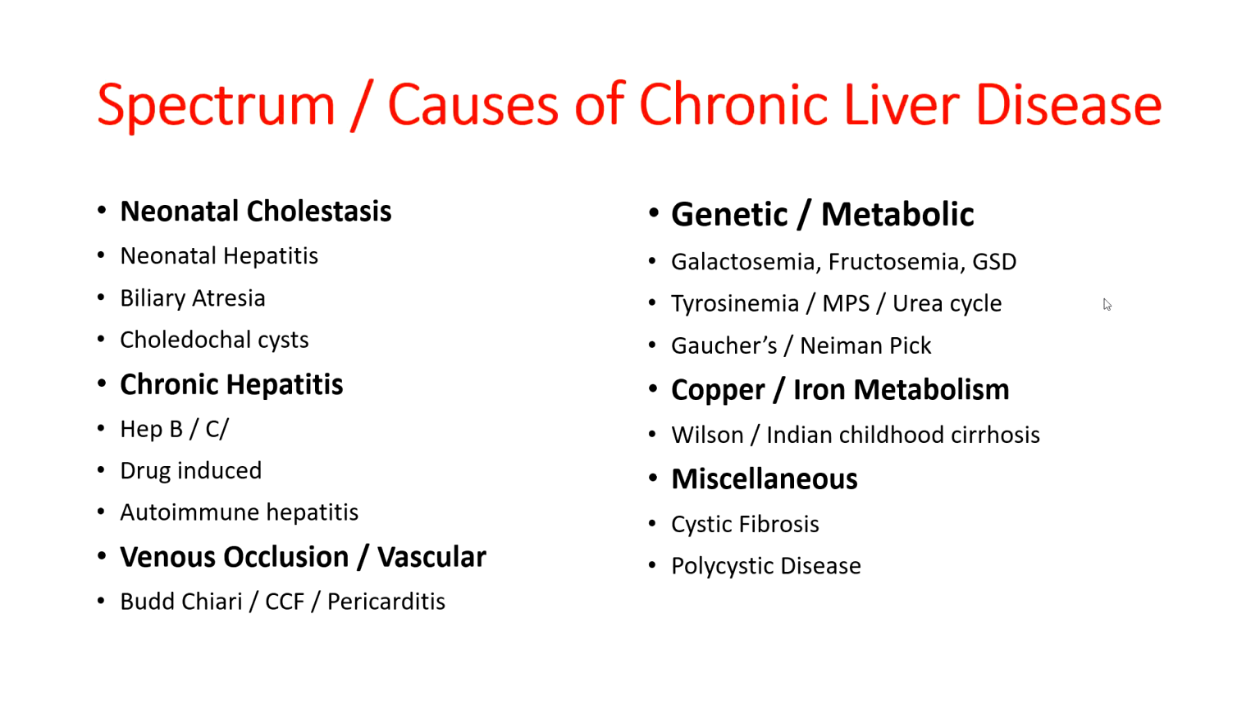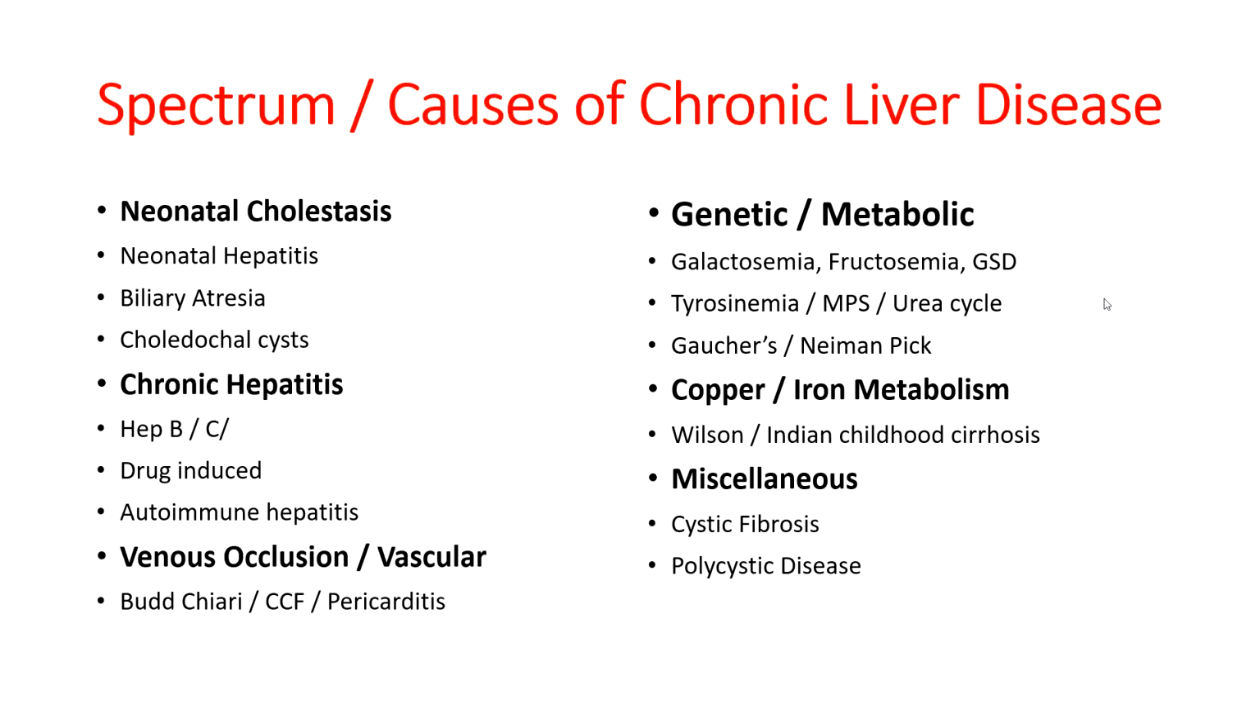We have various amino acid disorders like tyrosinemia, and liver is damaged. We have MPS, mucopolysaccharidosis with liver cell damage. We have urea cycle disorder with liver cell damage. We have Gaucher's, Niemann-Pick disease as lipid storage disorder, ending up as chronic liver disease. We have children with Wilson disease due to copper metabolism. We have children with problems of iron metabolism, Indian childhood cirrhosis, all ending up as chronic liver disease. And there are certain miscellaneous causes like cystic fibrosis and polycystic disease, and liver is again irreversibly damaged.